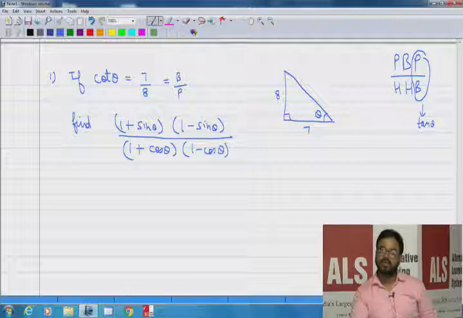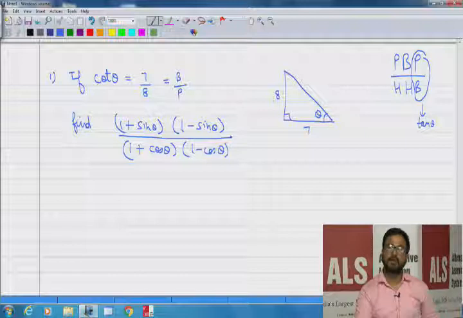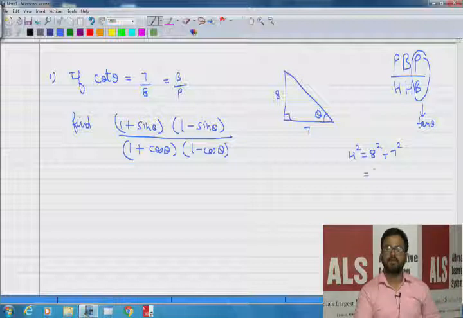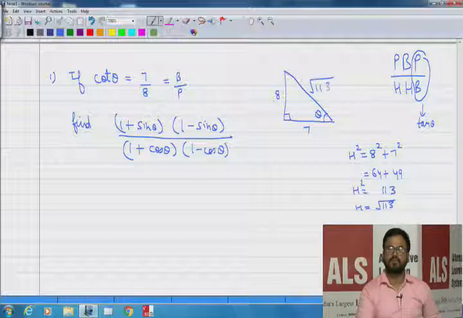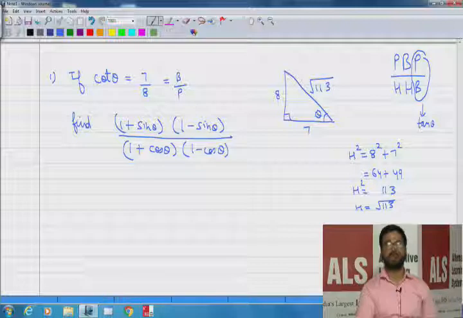Now the third side you can find using the Pythagoras theorem. So hypotenuse square is equal to the sum of squares of these two sides. So 8 square plus 7 square is equal to hypotenuse square. This is 64 plus 49. This is 113, H square. So H will be equal to root 113. So this is the value of the hypotenuse, right?